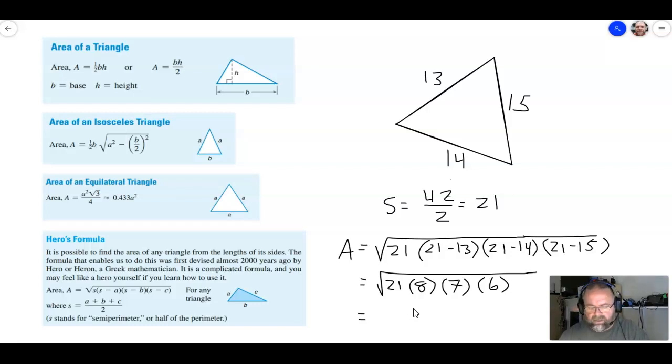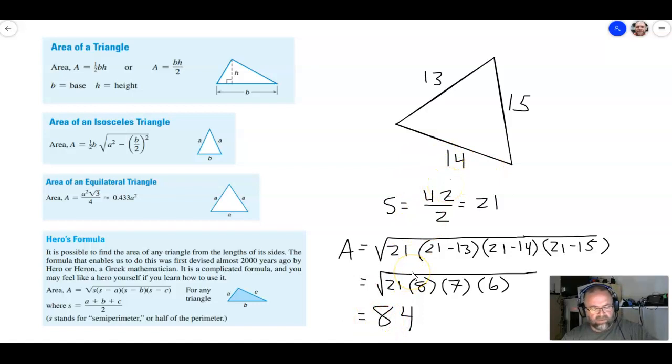So I'm going to put this in my TI-30XS calculator. So I'm going to do the second square root of 21 times 8 times 7 times 6. If you look at that here, I don't know if you can see that, but this is how I put it into my calculator right there. And hit enter. And I get, wow, I got a whole number there. I got an 84. So that would be the area of this triangle here.